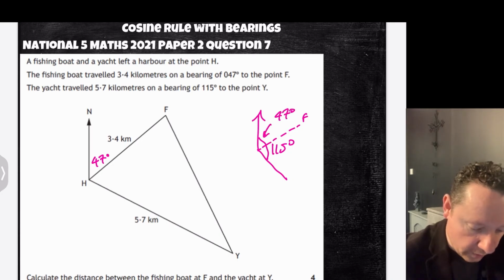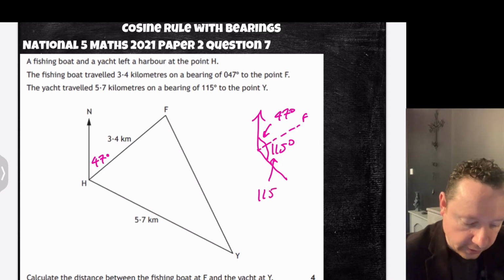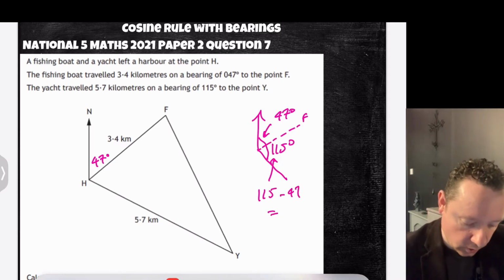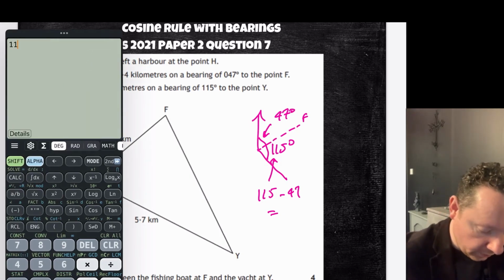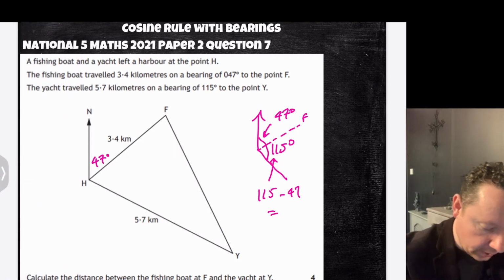So we can work out this bit in here just by doing 115 minus 47. Don't give yourself a headache, get a calculator for all sums on calculator papers. 115 minus 47 is 68. So I can now write in my diagram that this is 68 degrees.